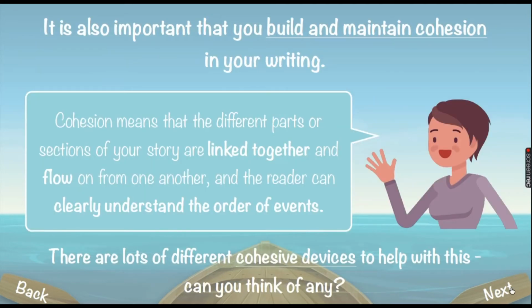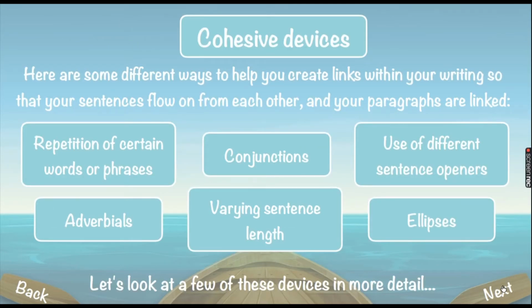Now, it's also important that you can build and maintain cohesion. Remember that cohesion means linking different parts of your story together, so that they flow between one another. And it really helps the reader to understand the order of events. I remember we talked about this before, about those cohesive devices. Here they all are. We've got repetitions of certain words or phrases, conjunctions, different sentence openers, adverbials, different sentence lengths, and of course, ellipses.